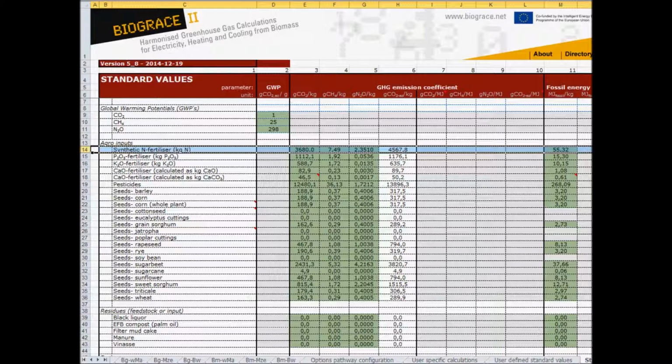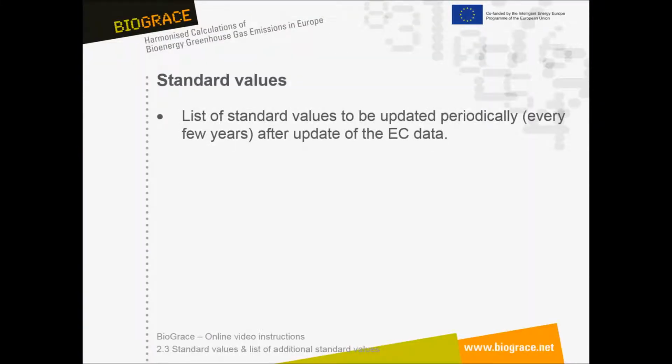The Joint Research Centre, JRC, of the European Commission will update these values from time to time. And when data are updated, then BioGrace will update the list of standard values as well. So the current standard values will be valid for a number of years. Then, after an update, the new set of standard values will apply for another few years, etc.